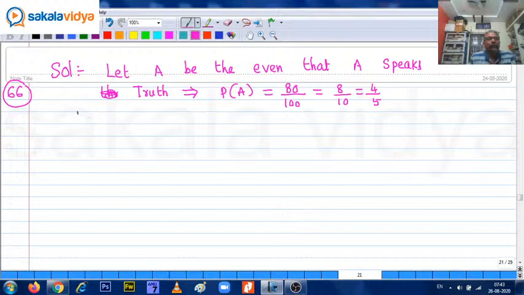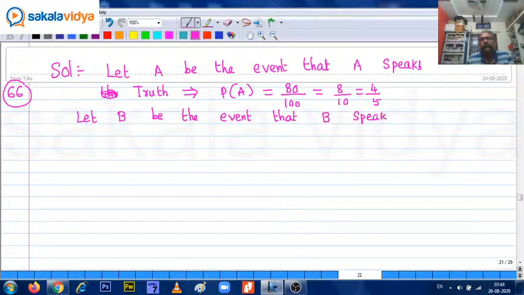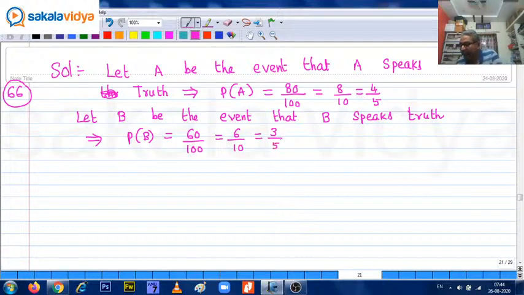So now let B be the event that B speaks truth about one statement. It may be the same statement only that we need to consider. P of B is given as 60%. 60% means for 100 cases, he will speak 60 times. 60 by 100, so 6 by 10, that is 3 by 5. Is this P of A and P of B correct? Yes.